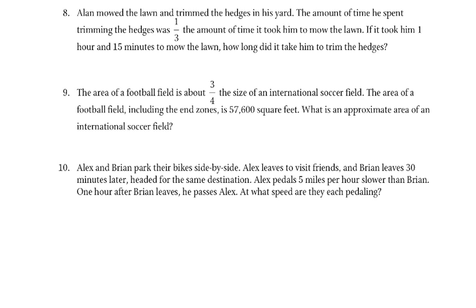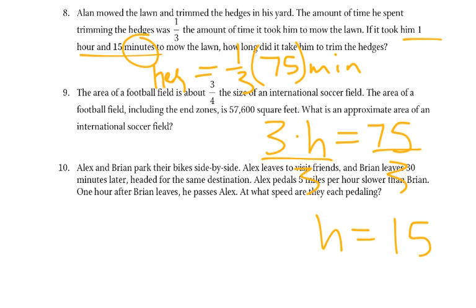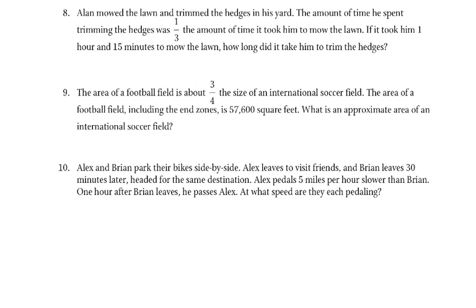Okay. Now, I don't like this 1 hour and 15 minutes, so I would just change it to minutes, which would be 1 hour is 60, so it would be 75 minutes to mow the lawn. So times that by 1/3, that's going to be trimming the hedges. Or in other words, if we go 3 times how long it took to trim the hedges, that should equal 75 minutes. Divide by 3, and then trimming the hedges would be 25, not 15, 25 minutes. Okay? Now, it's got a fraction, that's alright.